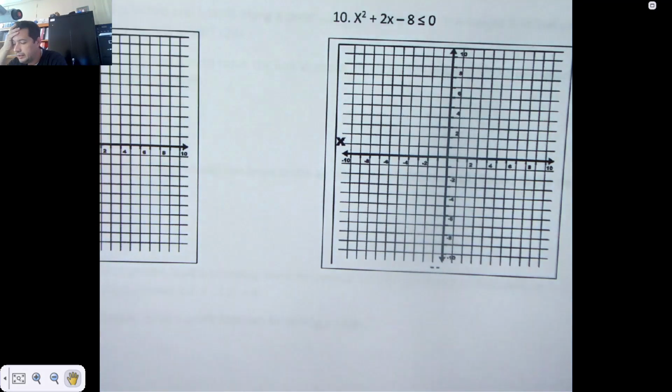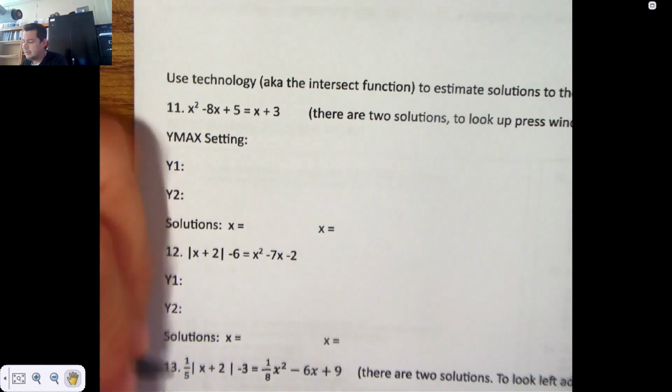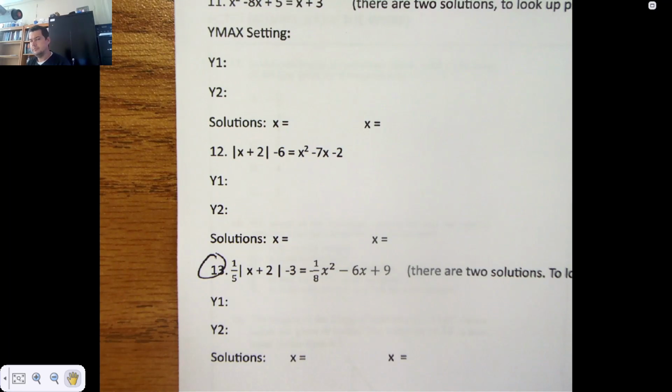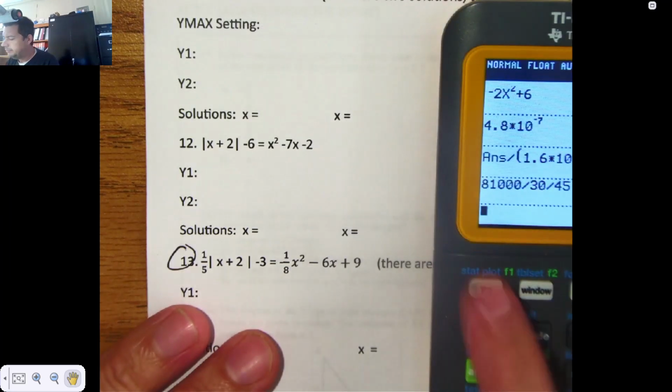I'm going to save 9 and 10 for y'all because you need to practice it. Let's do a technology one. I'll look at 13. It's kind of a hard one to put in.